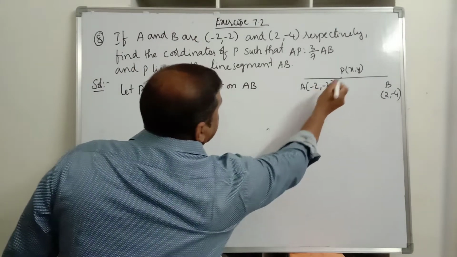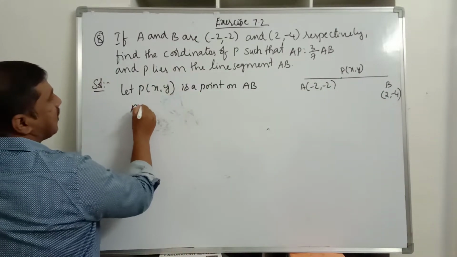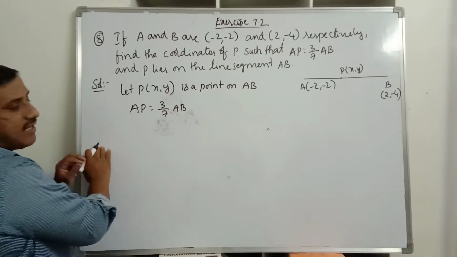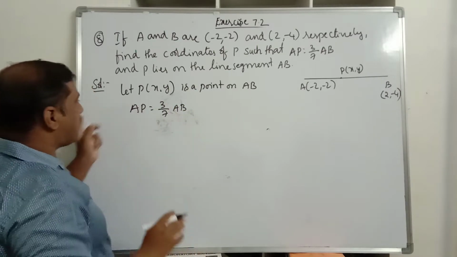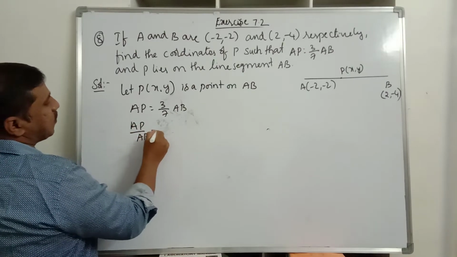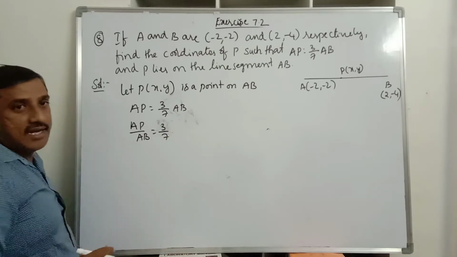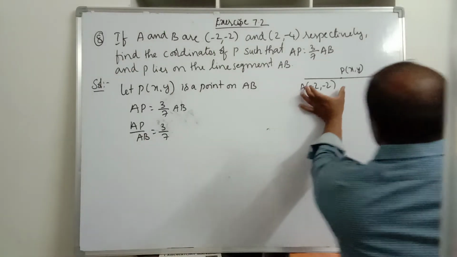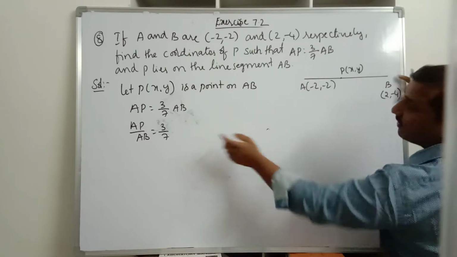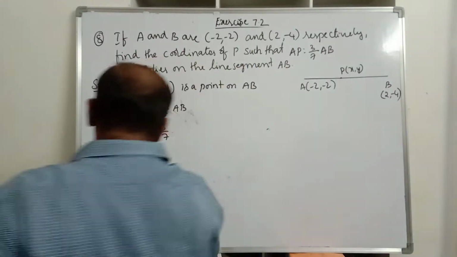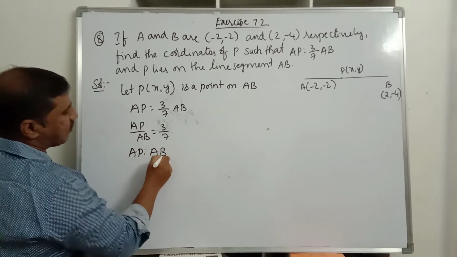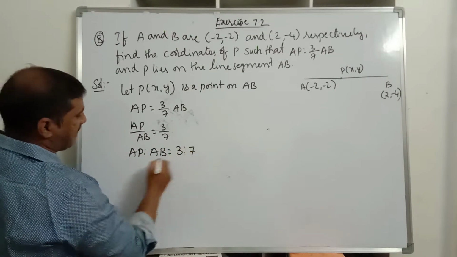Now see here, it is given that AP is 3/7 AB. So transposing AB to the RHS, as it is multiplying, it divides. Therefore AP by AB is 3/7. So AP is 3 units and AB in total is 7 units. This we can write in the form of a ratio. We will get AP is to AB equals 3 is to 7.